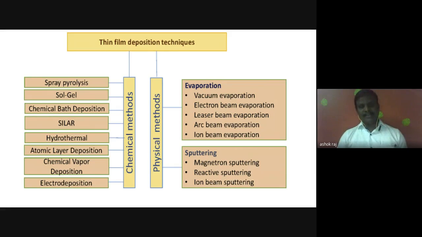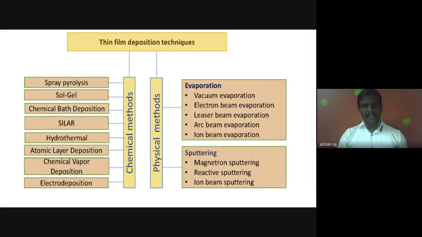Further, evaporation has five important techniques like vacuum evaporation, electron beam evaporation, laser beam evaporation, arc beam evaporation, and ion beam evaporation. Similarly, sputtering also has three important techniques: magnetron sputtering, reactive sputtering, and beam sputtering.